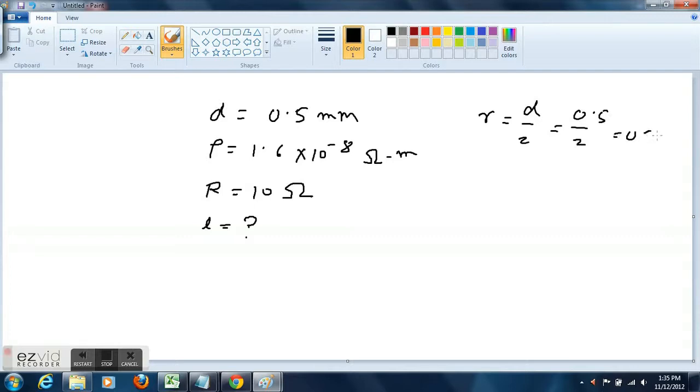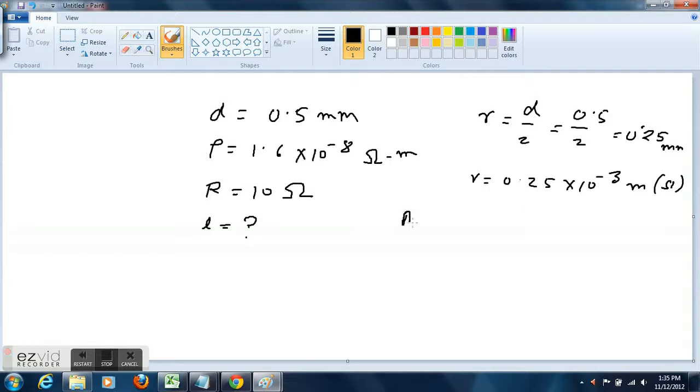Now diameter is 0.5 millimeter, so radius equal to 0.25 millimeter, because radius equal to diameter upon 2. So r equal to 0.25 into 10 to the power minus 3 meter, because we are now trying to get everything into SI unit.